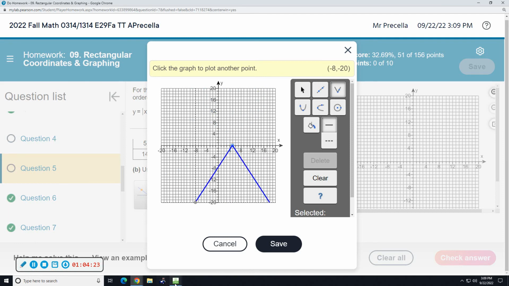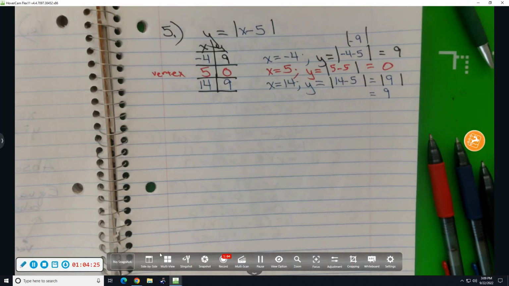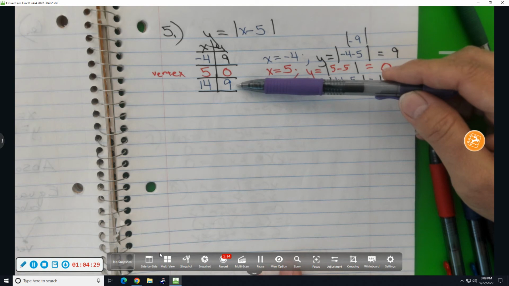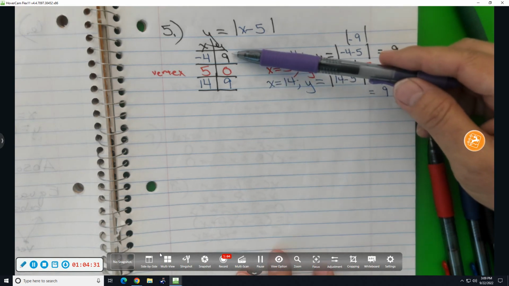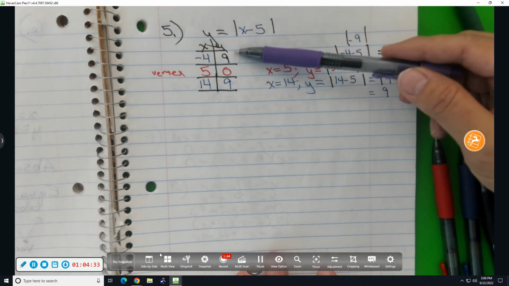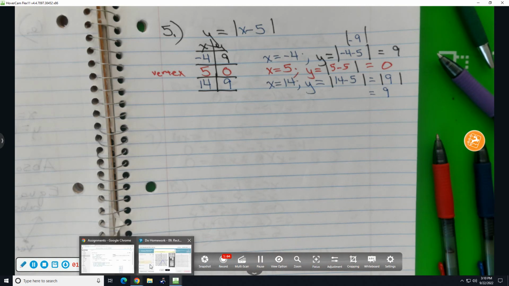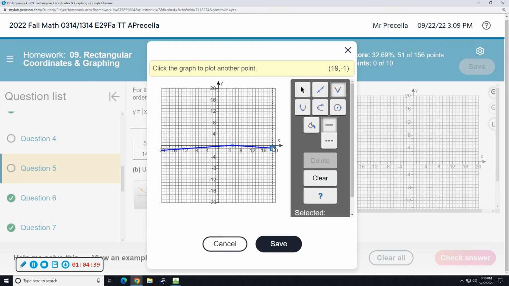So what do y'all want to use? It's up to you which point we use. We can either use -4, 9 or 14, 9. There's not really a 14 here. Oh, there is a -14, but I think I'm in a positive 14. But I'm going to use that negative 4, 9.